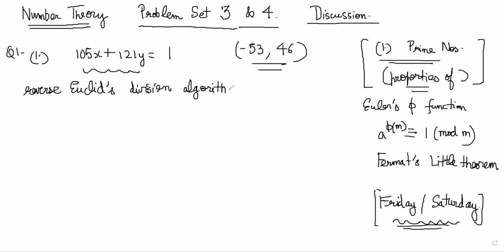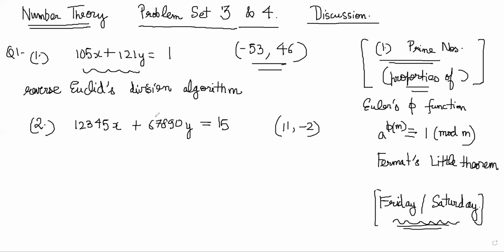So similarly, the second one is also a big one, but it can also be done. So if you have the answer, tell me. 12345x plus 67890y is equal to 15, right? Yeah, 15. So 11 comma minus 2 comes by the same method.